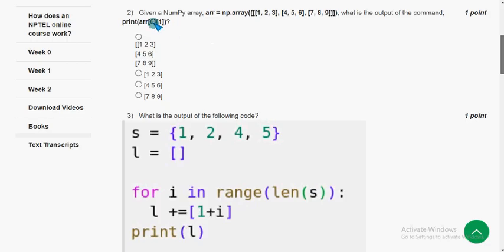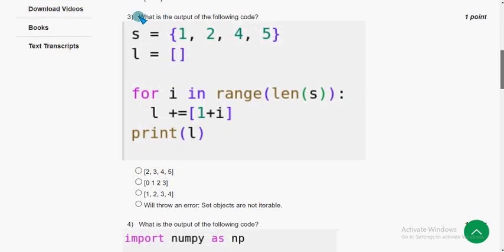Second question guys, given a numpy array, so this is an array guys, they are asking what is the output of the command. So if you give this command print of ARR of 0 1, for the second question the probable solution is the third option guys, 4 5 6. So mark the third option as the probable solution for the second question. Now let's move on to the third one guys.